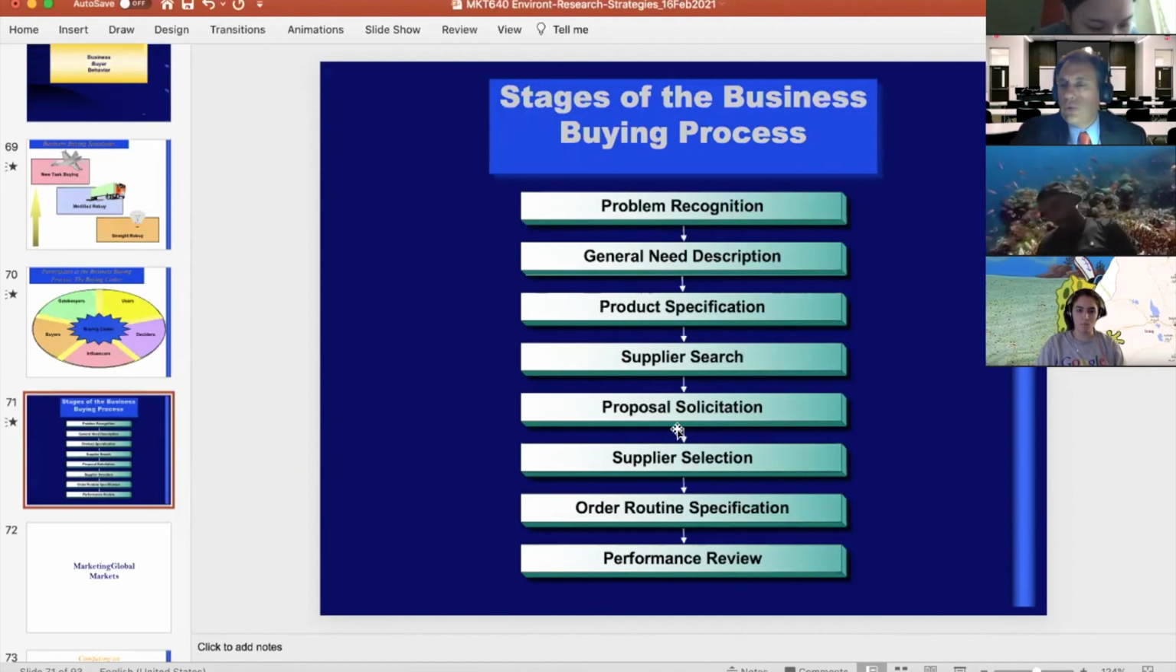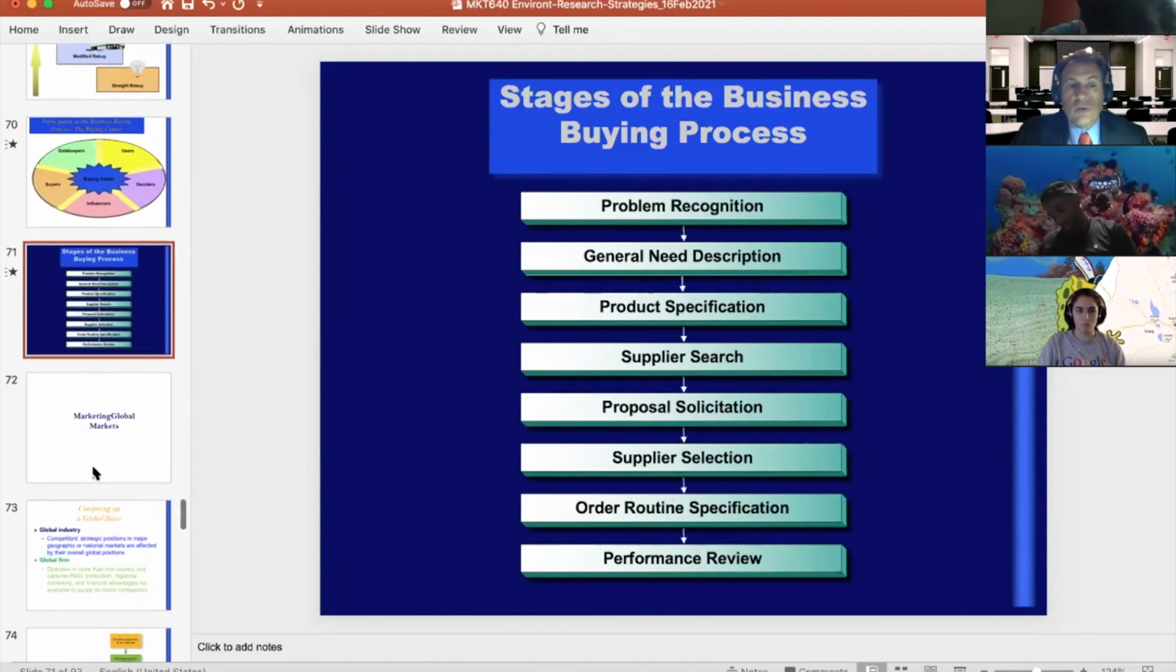So what I want you to remember here is that B2B has more stages, B2B is more formalized, and B2B has more people involved, not always, but more often, more people involved in the decision making, and that they start and finish the same way.